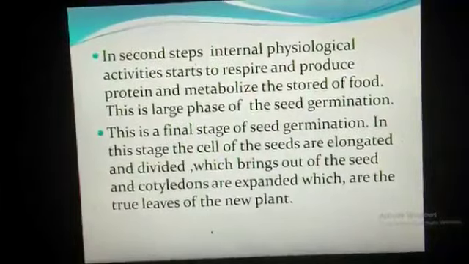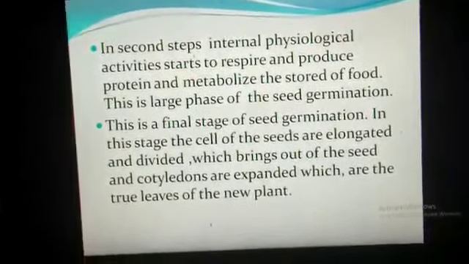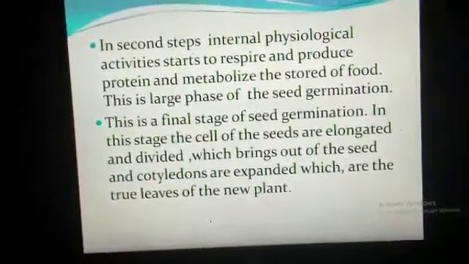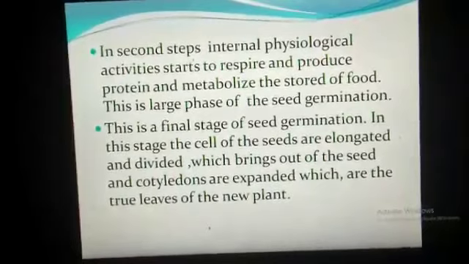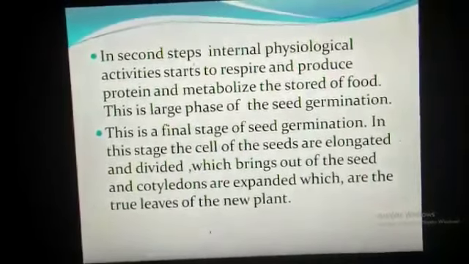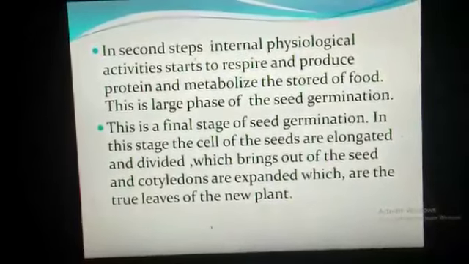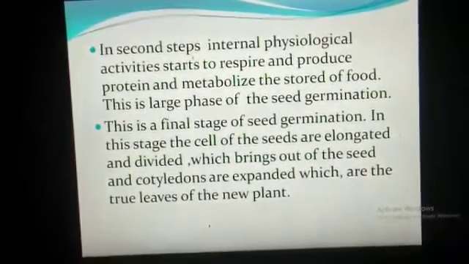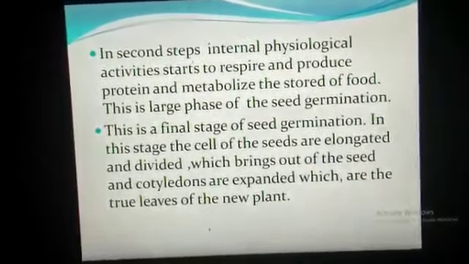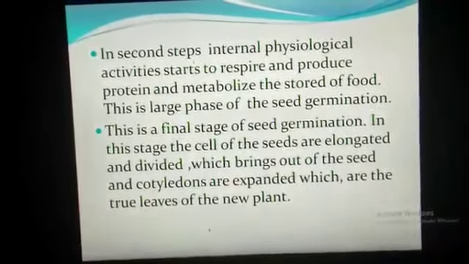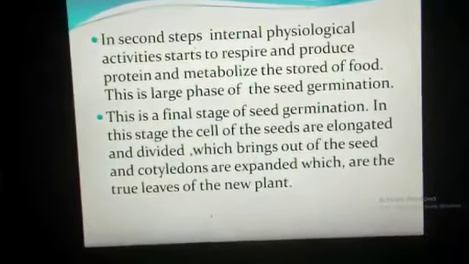In the second step, the internal physiological activities start: the seed begins to respire, produce protein and metabolize the stored form of food. This is the longest phase of seed germination. In the final stage, the cells of the seed elongate and divide, which brings the shoot out of the seed, and the cotyledons expand, which are the first leaves of the new plant. Now I'll explain in simple terms with the diagram.